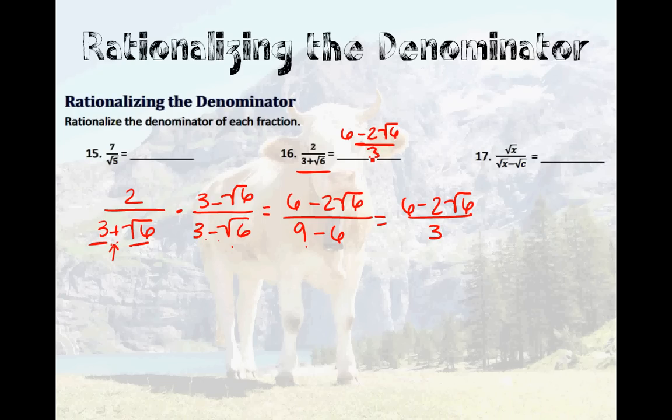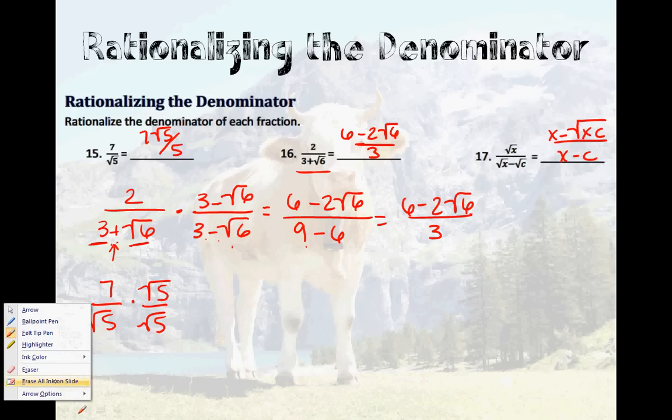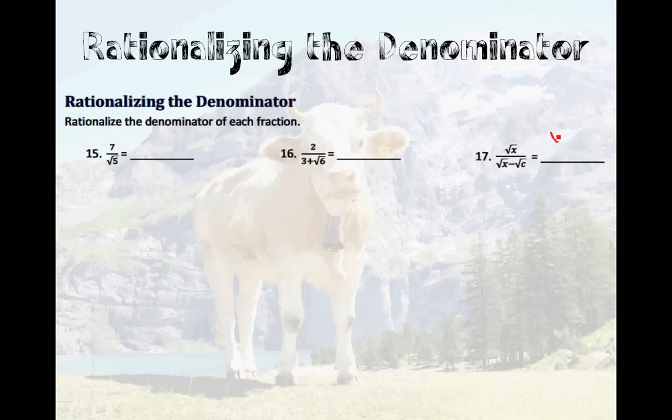Okay, so if you haven't already, go ahead and pause and do 15 and 17, and then I'll go over them. Okay, so for 15, you should have 7 root 5 over 5, and so I just multiplied by square root of 5 on top and bottom. It looks like this. And on number 17, it's a little bit less straightforward, but I have this answer. So I can go over that. Let me write the answer again.